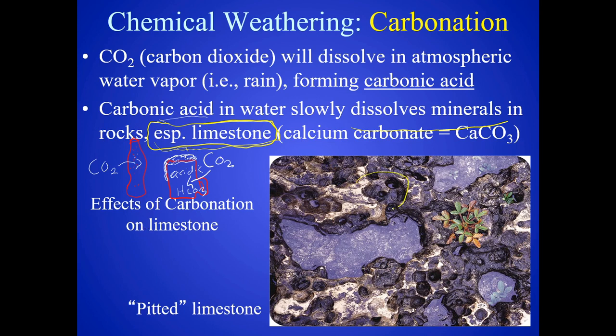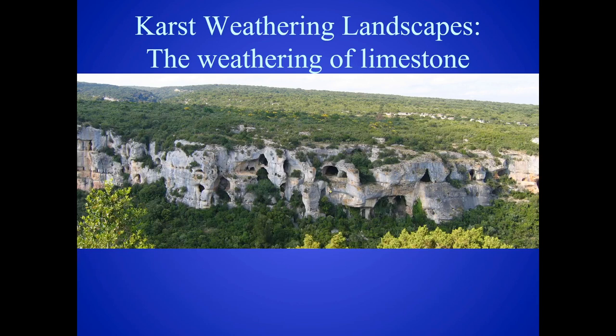So you can see this pitting in the limestone is created by the acidic water eating it away. So rainwater is always a little bit acidic. Any natural water that you encounter is usually going to be a little bit acidic, because we have this process of CO2 dissolving into the water. Not a lot, but it's going to be a little bit acidic.